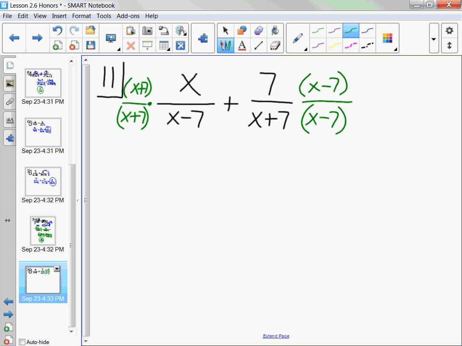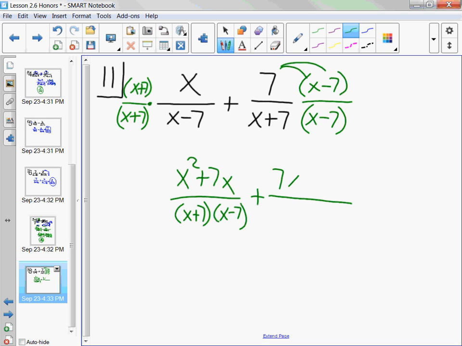So on the top I times x plus 7 times x, and I get x squared plus 7x all over my common denominator. And on the right side, I distribute the 7 to both of these, so I get 7x minus 49 all over x squared, or no, we're going to write that in factored form, all over x plus 7 times x minus 7.